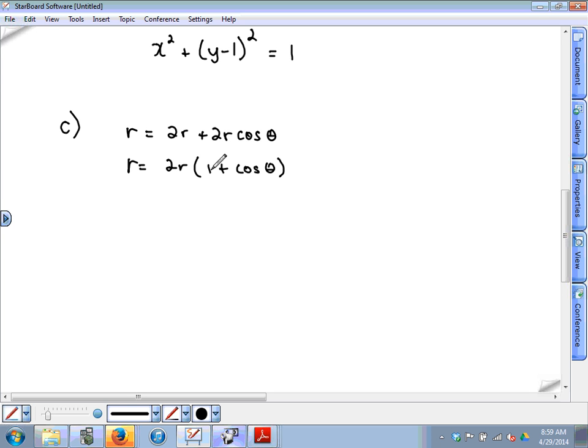Okay. I'm actually going to erase this because that might have made things a little bit harder. The reason I was going to erase that is, you see what we have right here right off the bat? We already have an r cosine theta right there. So straight away, what could we do with that? We can turn that into x, right? So let's do that straight away. Let's do r equals 2r plus 2x.